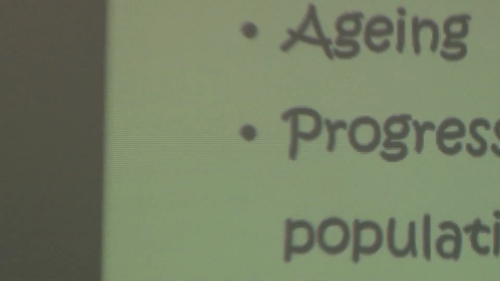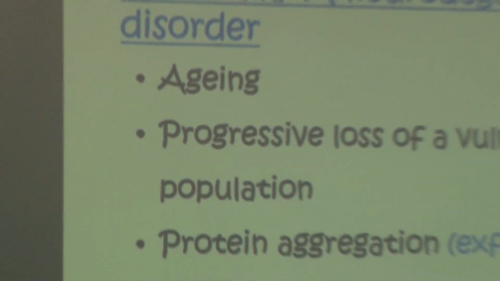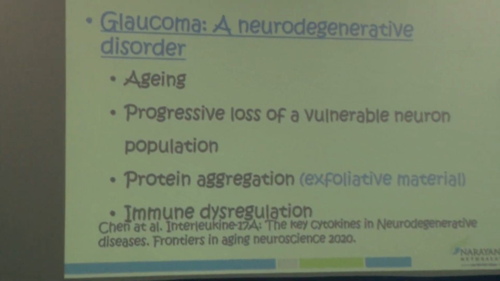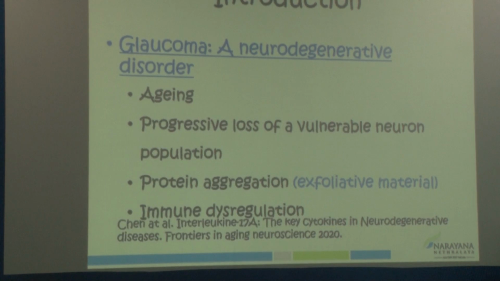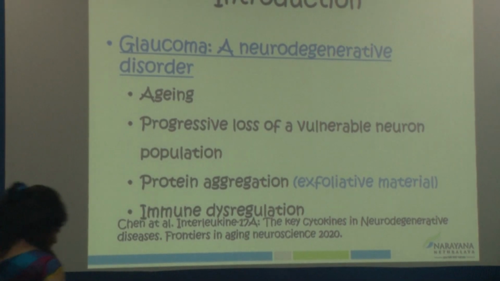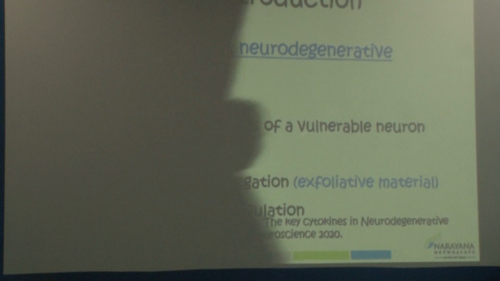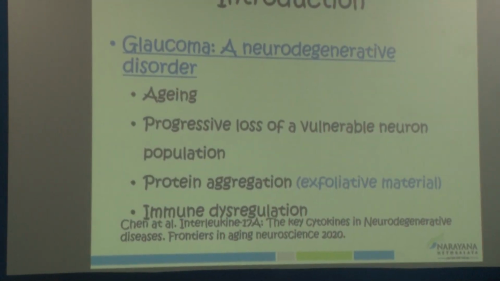Good morning, everyone. I'm going to describe our study titled Altered Levels of Immune Factors in Tears of Eyes with Exfoliation Glaucoma. Glaucoma is often considered as a neurodegenerative disorder as it shares several characteristics with other CNS disorders like Alzheimer's and Parkinson's disease. For instance, all these are more prevalent with increasing age and they are characterized by progressive loss of vulnerable neuron population.